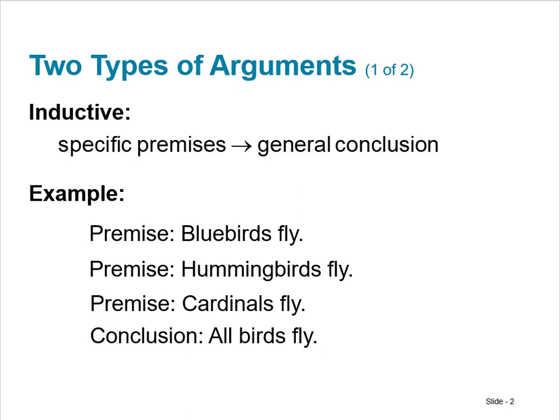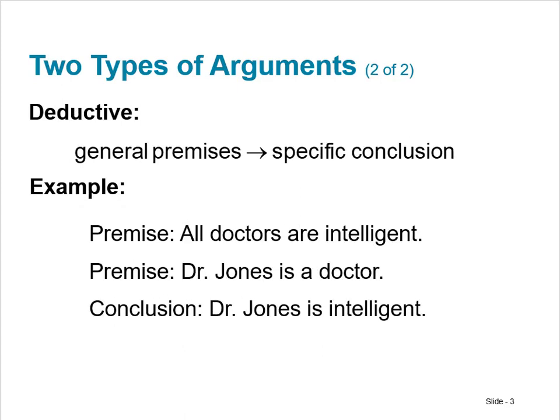And then I've seen hummingbirds fly, and I've seen cardinals fly. So my conclusion is that all birds fly, right? So you take specific things and then generalize them. That's inductive reasoning. The second type of argument is deductive reasoning, where you take general premises that lead to a specific conclusion, right? So it's kind of the opposite. You take specific observations or specific facts, and you try and generalize from them, and that's inductive.